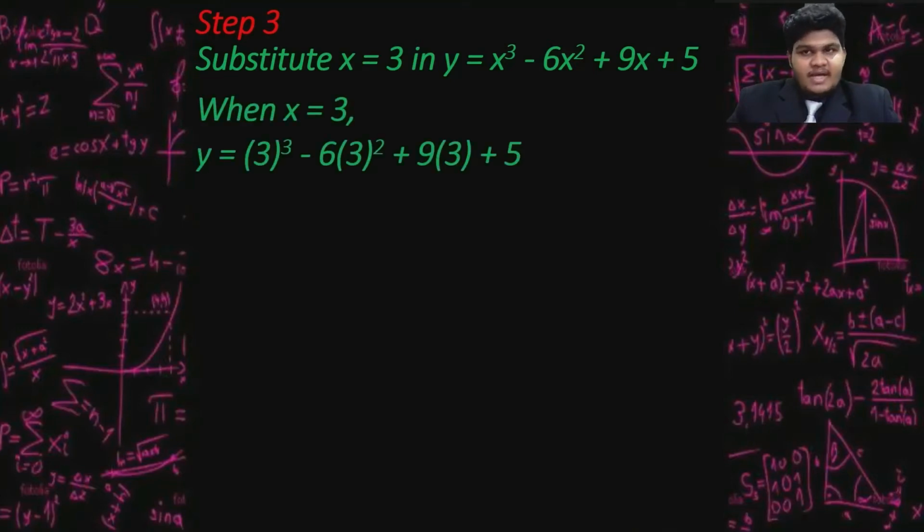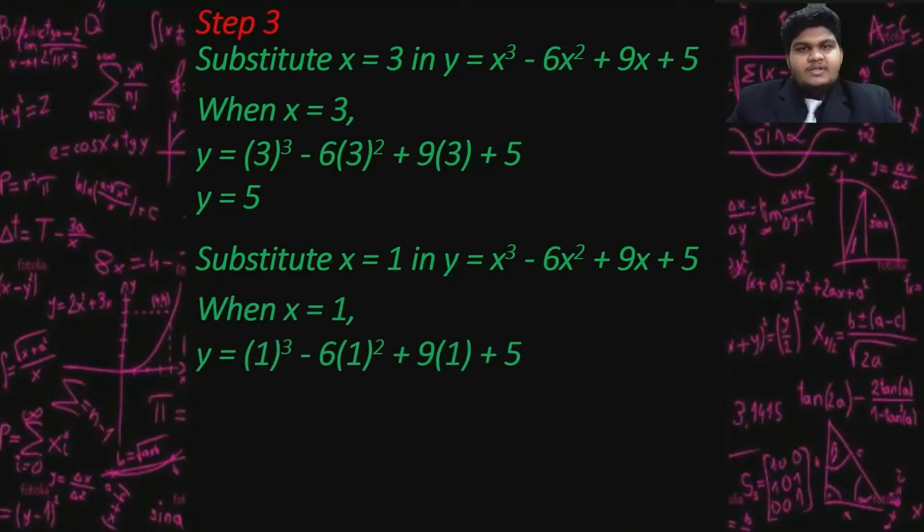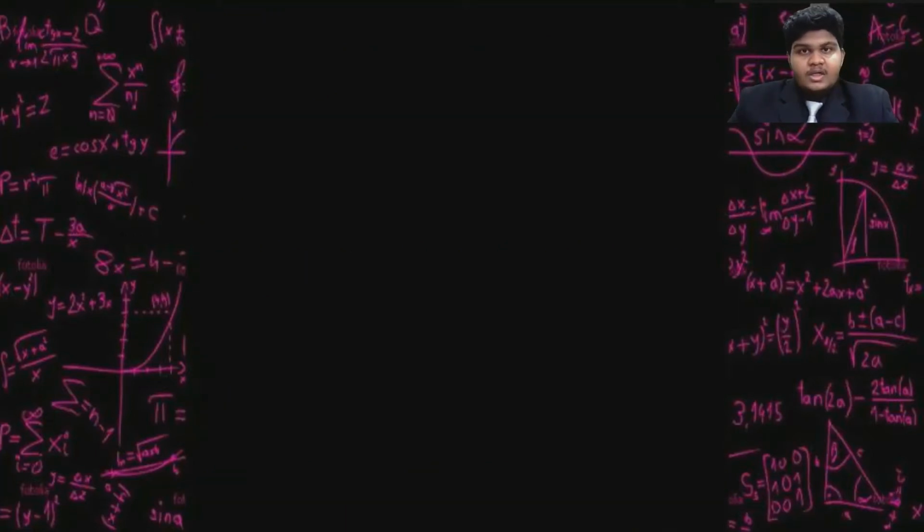When we substitute the x into the equation, we will get the value of y equals 5. Next, we are going to substitute x equals 1 in the same equation. So when we substitute x equals 1 into the equation, we will get the value of y equals 9. Hence, we have found the stationary points, which are (3, 5) and (1, 9).